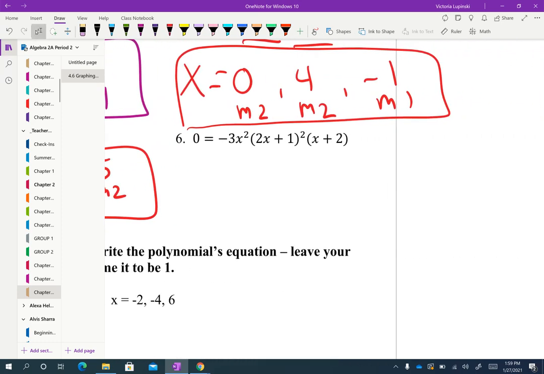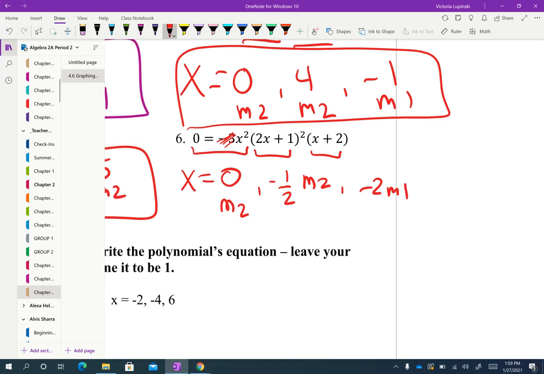Just to make sure we've got it, take a look at number 6. Again, whenever you have something on the outside with no plus or minus in the middle, you would essentially divide that negative 3 away. So even though it does mean something, it doesn't affect the zeros. So that x squared means that 0 is an answer, m2. If you set 2x plus 1 equal to 0, you would get negative 1 over 2, and that's an m2, followed by negative 2, m1.